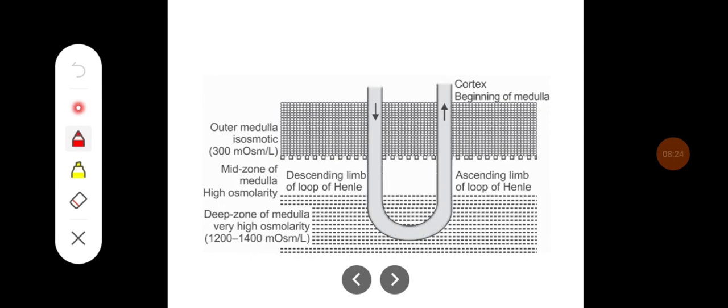So this is how the medullary concentration gradient is maintained. At the outer medulla, the interstitial tonicity is around 300 milliosmoles per liter, and at the depth of the loop of Henle, it reaches almost 1200 to 1400 milliosmoles per liter.